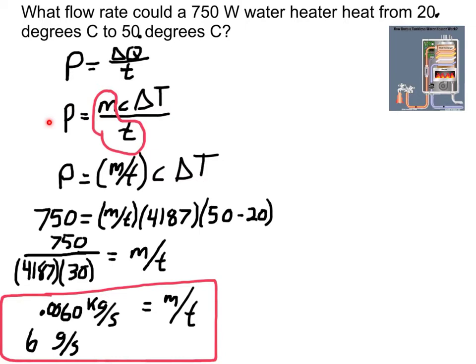Sometimes they won't require a flow rate, so you just won't combine M over T. It might be asking for how long, and you'll actually be solving for time there, or some other part of this, but if it's not giving you a flow rate, or asking for the flow rate, there's no reason to combine mass divided by time.